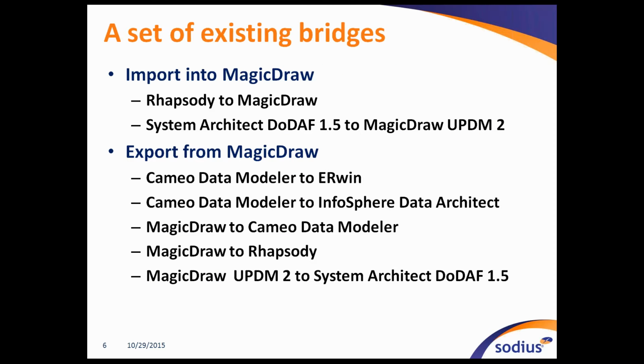So there is currently a set of existing bridges. You have import into MagicDraw: Rhapsody to MagicDraw, and System Architect DAF 1.5 to MagicDraw UPDM 2.0. You can also export from MagicDraw, so there are 4 bridges. You have the export from Cameo Data Modeler to Erwin, and Cameo Data Modeler to InfoSphere Data Architect. You also have MagicDraw to Cameo Data Modeler, MagicDraw to Rhapsody, and MagicDraw UPDM 2.0 to System Architect DAF 1.5.